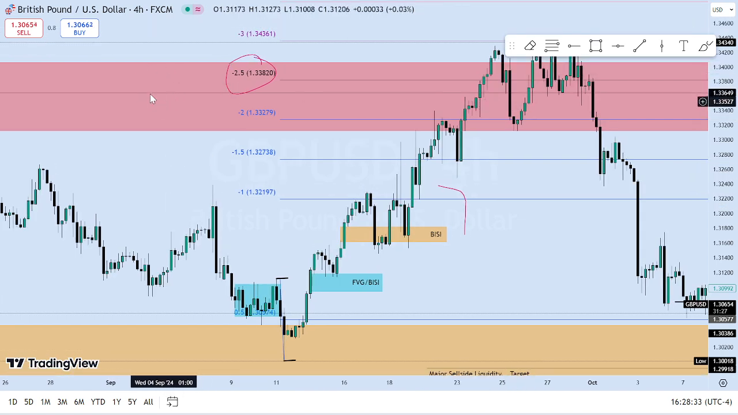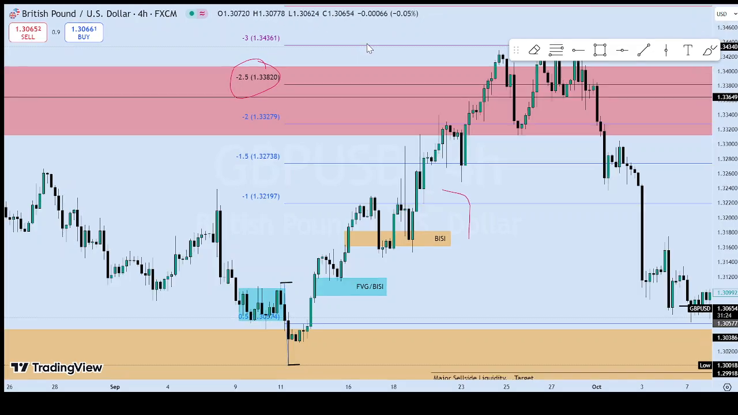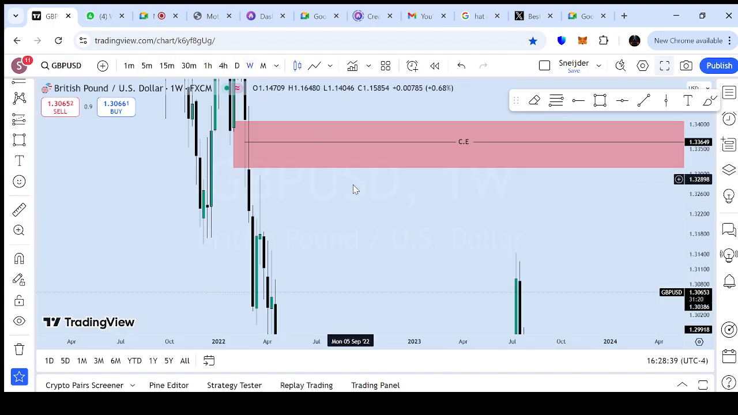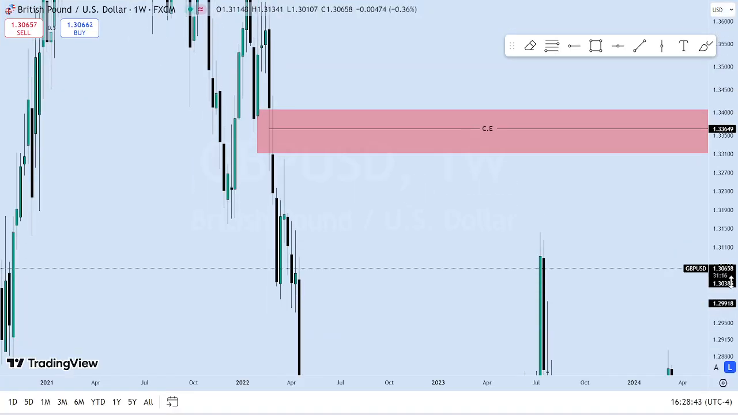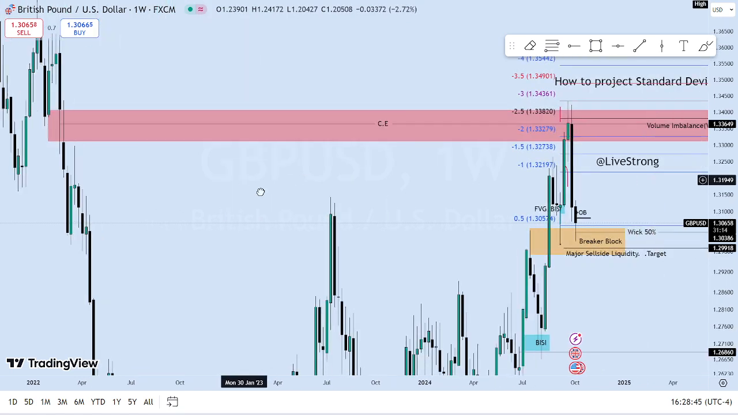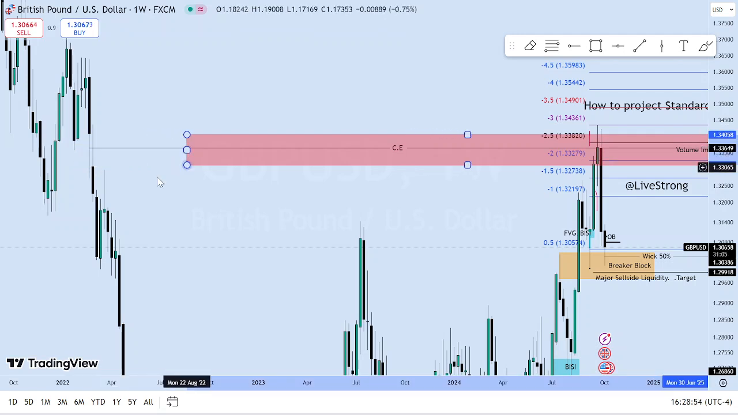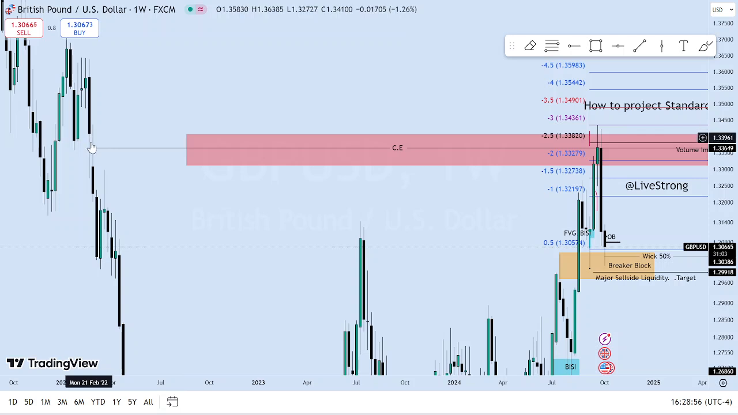This shaded area is our weekly volume imbalance. So our weekly volume imbalance, you can see that here in the weekly chart. This is a volume imbalance in the marketplace. It's a void, it's empty. Okay, when you see something like this, you know that it's a volume imbalance.